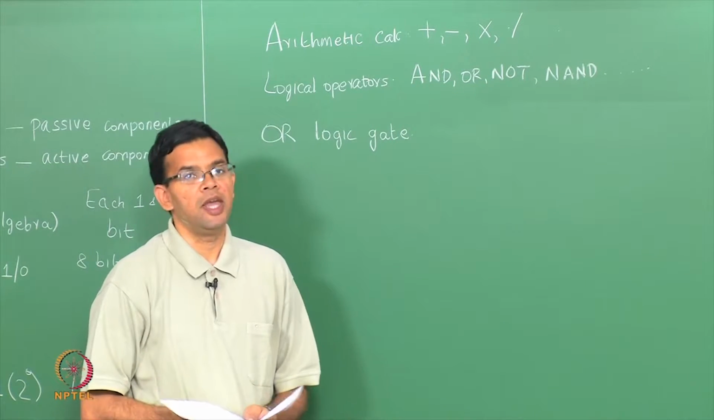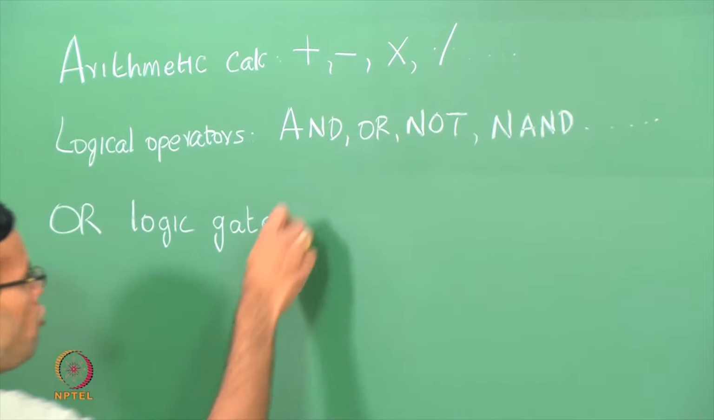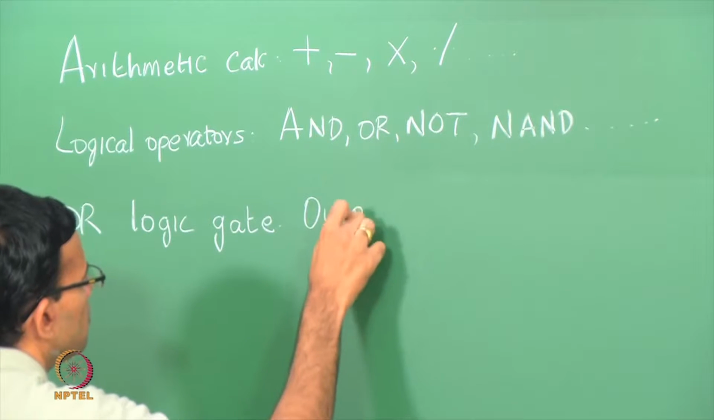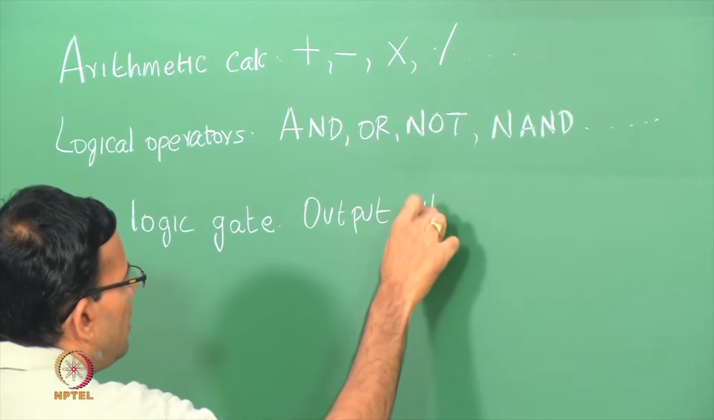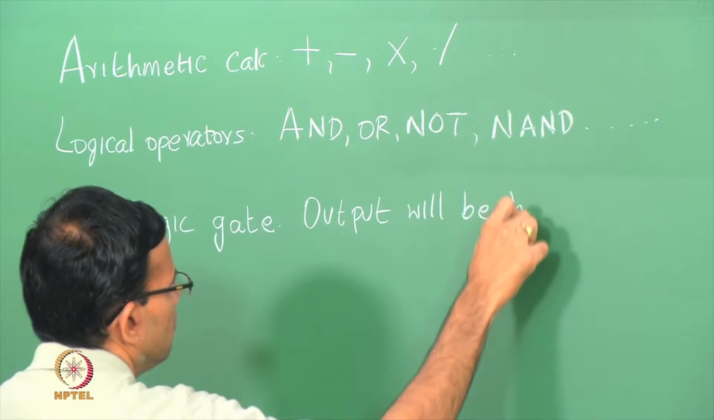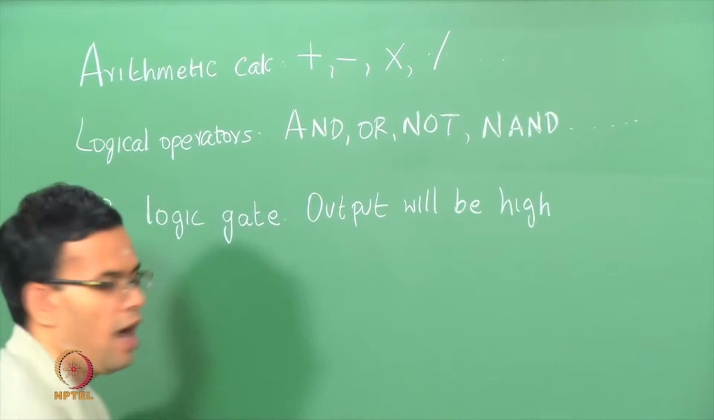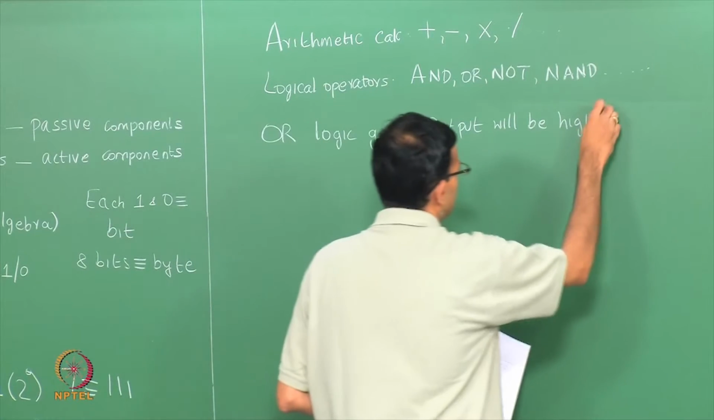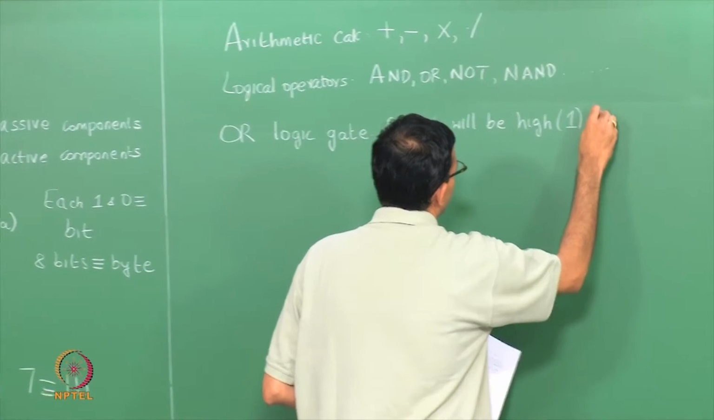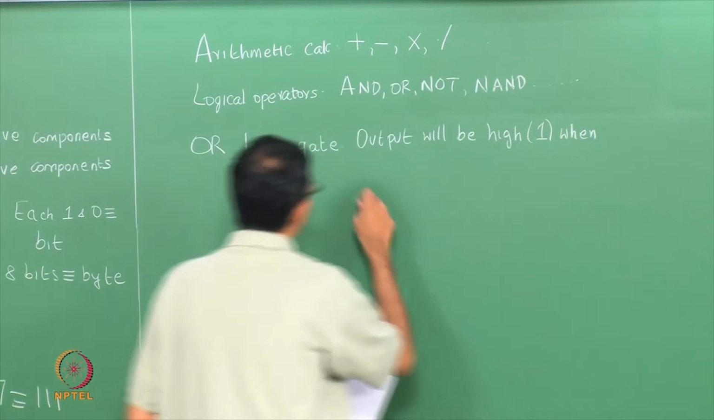Just based on the name, we can see that the output will be high, and high we can represent by 1, when either input is high.